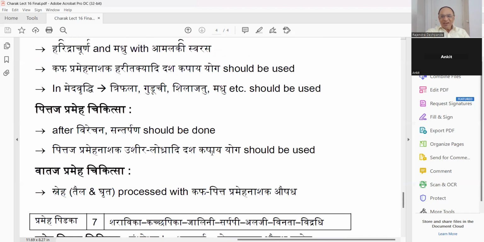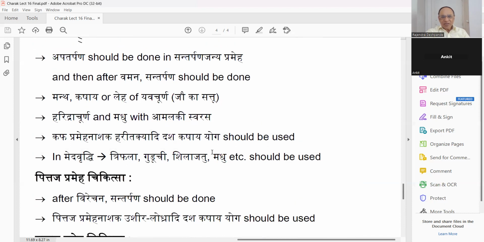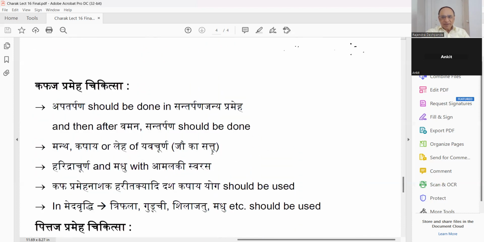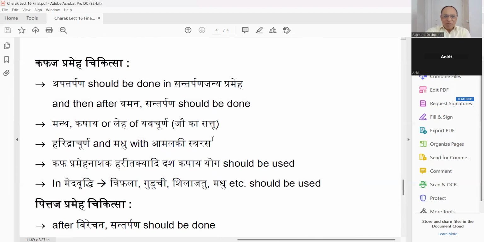Charaka Samhita Chikitsa Sthana. We are learning Charaka Samhita Chikitsa Sthana. I think this is the starting of the 4th page. Kaphaja Prameha Chikitsa Shaman.